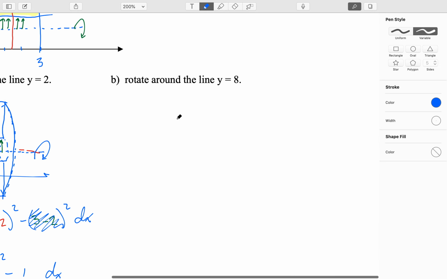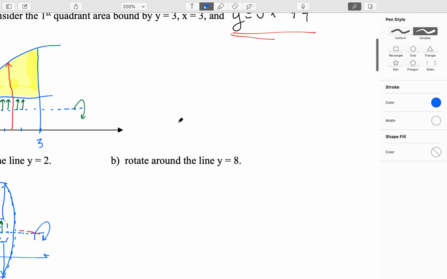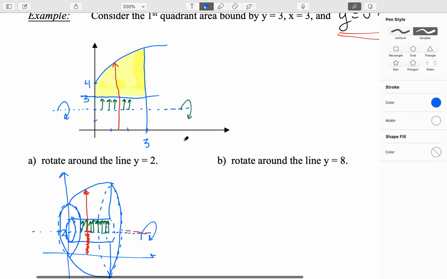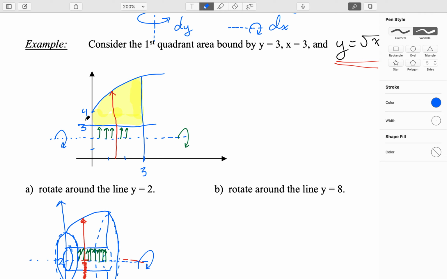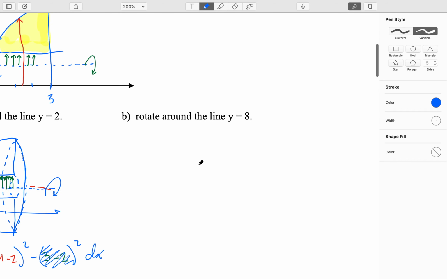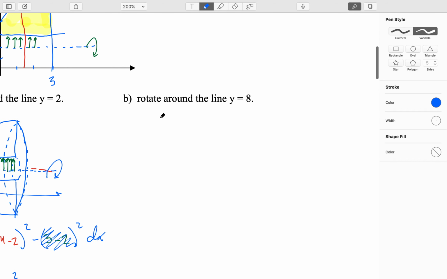Okay, let's try this. Let's rotate it around y equals 8. Hang on, it's still going to be horizontal. y equals 8. Oh, y equals 8 is way up here. Oh, okay, that's going to give me a different kind of thing. Once again, let's see if we can draw this thing. 1, 2, 3, 4. 3.